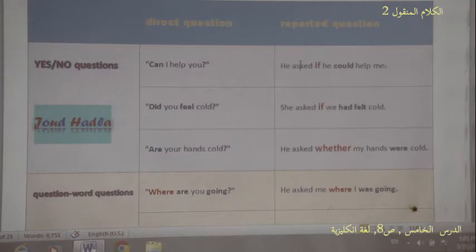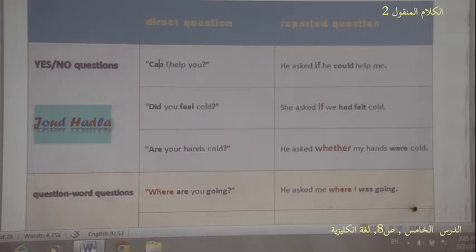When we reported statements, we said he said, he told me. Now he asked, he wanted to know, he wondered. So he asked if. Why if? Because I don't have a WH word. Now, as I told you, it's an indirect question. So in this case, we don't invert the helping verb. So instead of "can I", we say "I can".